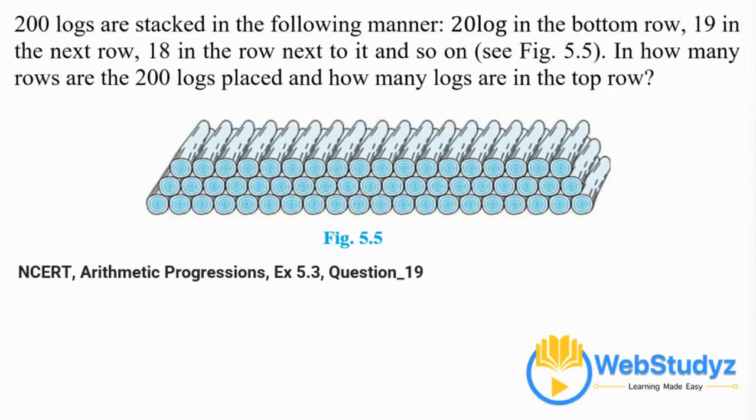200 logs are stacked in the following manner. 20 logs in the bottom row, 19 in the next row and 18 in the row next to it, and so on. See figure 5.5. In how many rows are 200 logs placed and how many logs are in the top row? So let's start the solution.